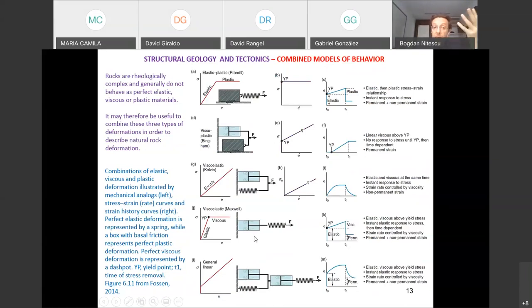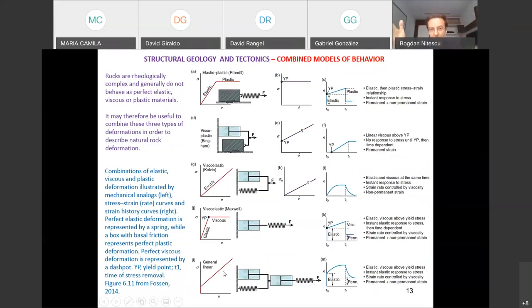So various materials have behaviors that can be described by these mechanical analogs. And if we were to use mathematics, they would be described by these functions, as you see here. And these materials have different names. You see, this would be called an elastic plastic material or Prandtl material. This would be a Bingham material. This would be a Kelvin, a Maxwell.